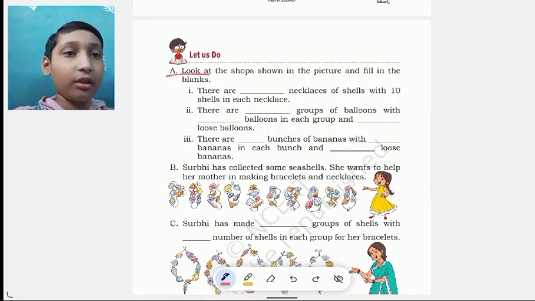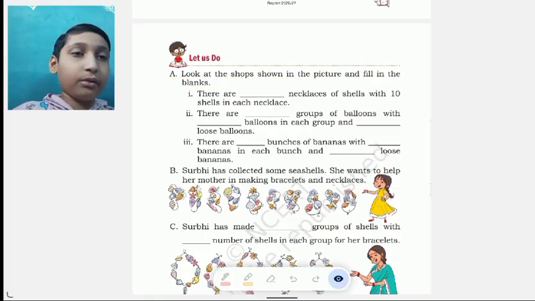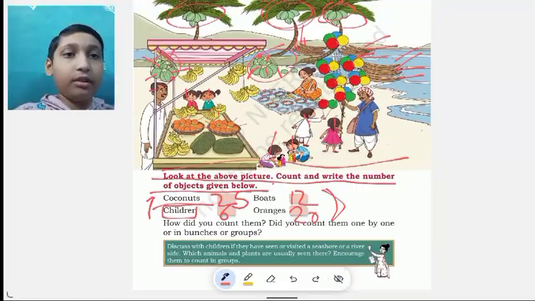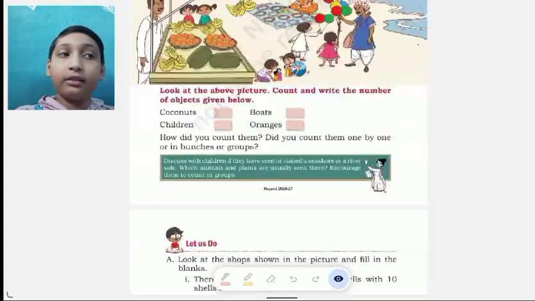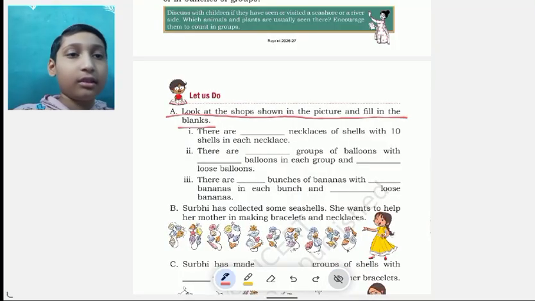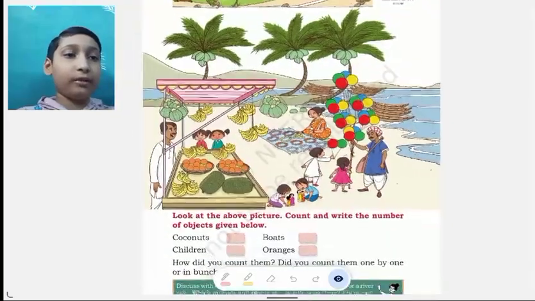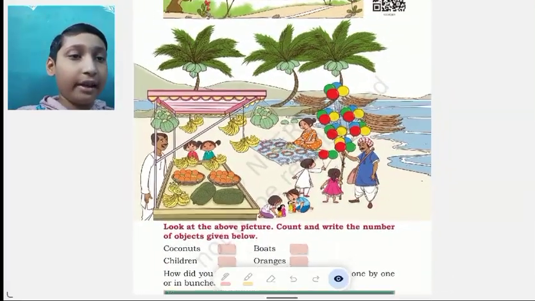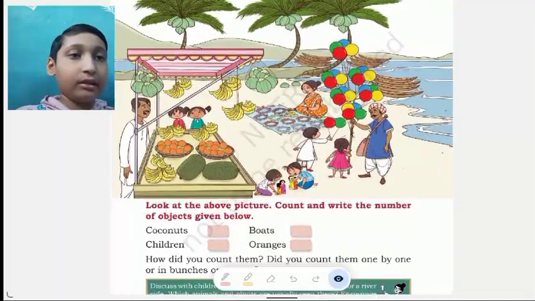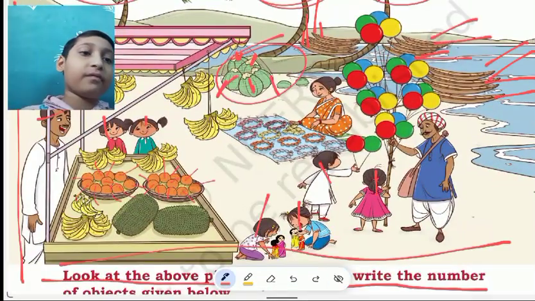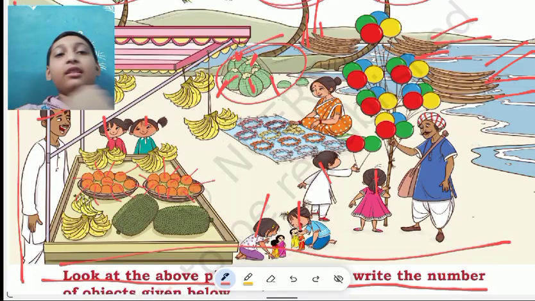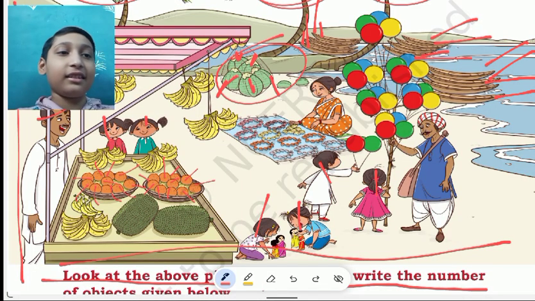Now look at the shop shown in the picture and fill in the blanks. So you have to look at this picture and answer the following questions. There are dash necklaces in shells with 10 shells in each necklace. Now we have to count how many necklaces there are. If you don't know necklaces, it's like what you tie around your neck. You have to count that.